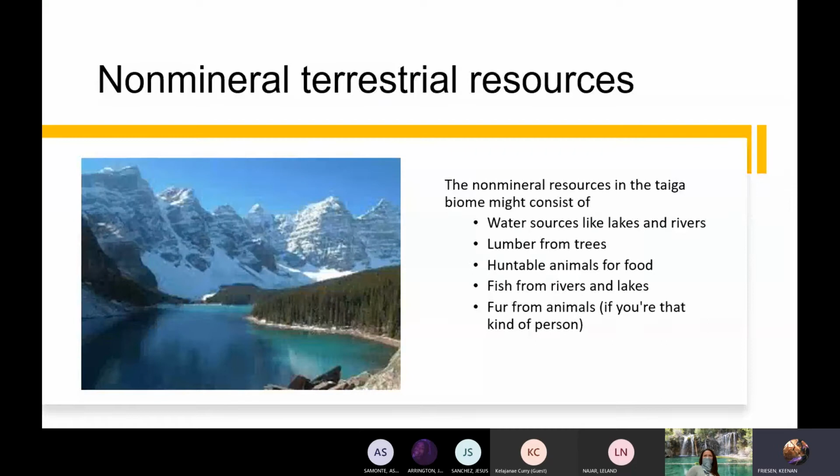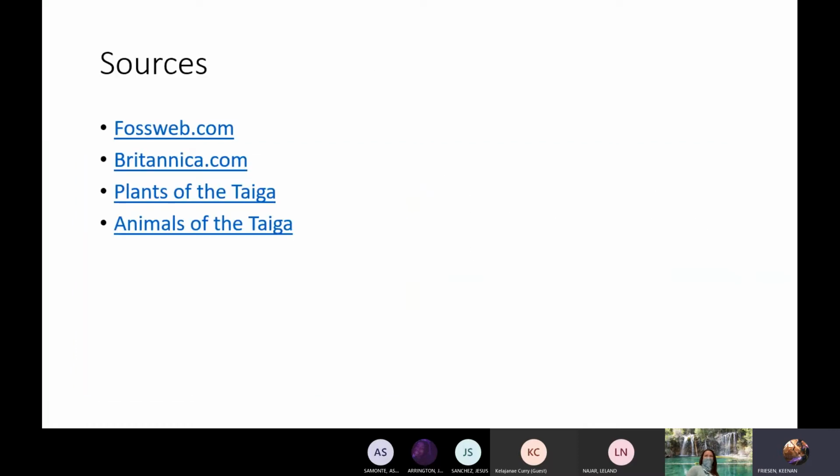So some non-material terrestrial resources that can be found would be water, lumber, different terrestrial animals, and I don't know if fish count. Yeah, fish count. Okay, and fish, and then fur as well, from animals and stuff. And then I forgot to cite the images, but these were the primary websites I used.